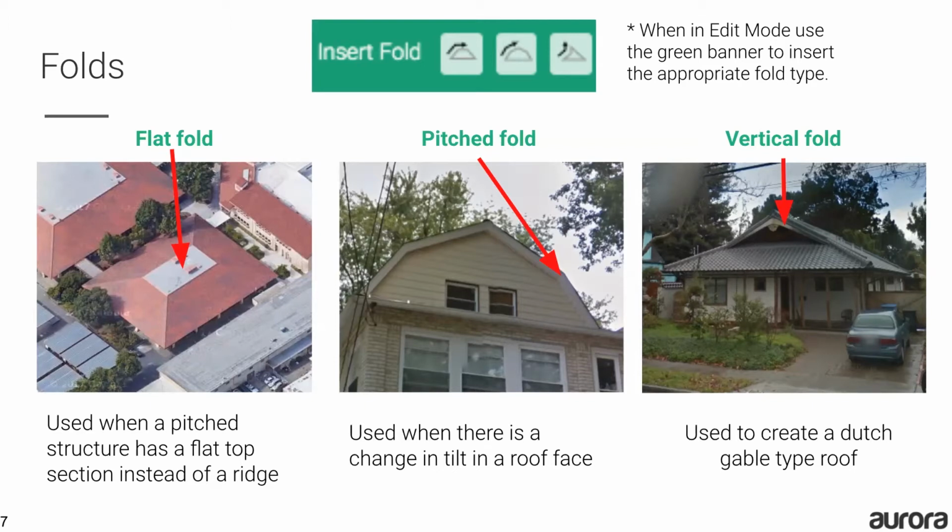The first one we have here is a flat fold, which is used when a pitched structure has a flat top section instead of a ridge on top. The second one here is a pitched fold. This is used when there's a change in the tilt in the roof face, like a barn, for example. And then the third here is a vertical fold. This is used to create a Dutch gable type of roof, almost like an overhanging attic or any time when the roof extends over the hips.